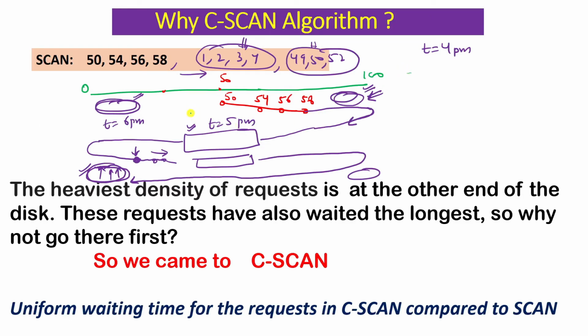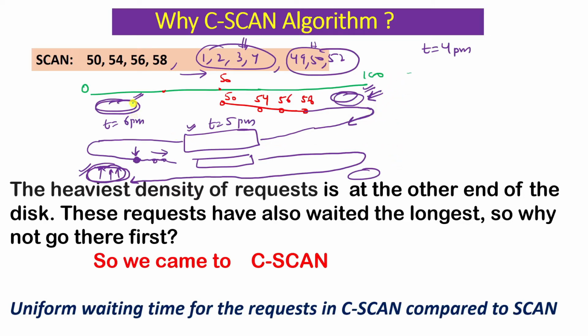In the SCAN algorithm, the requests which were in the middle got the advantage, right? Because we come from either this path or this path. The middle requests get completed earlier than the requests at the ends, right? You can watch the video of C-SCAN for the detailed discussion.